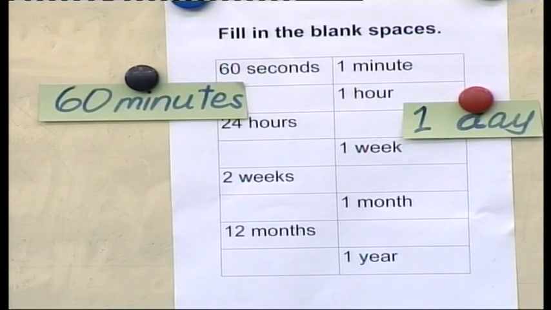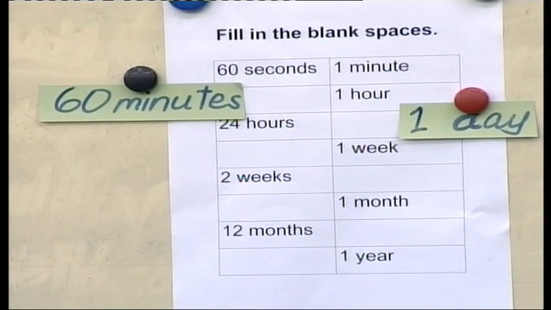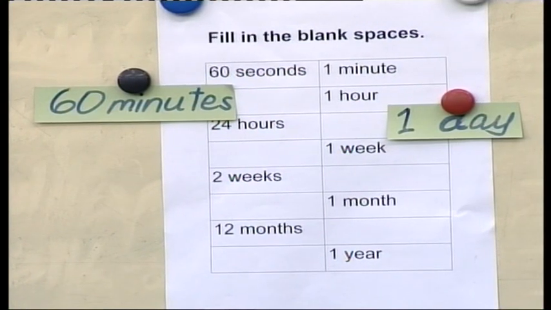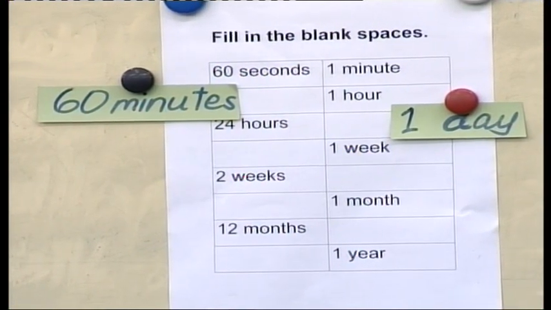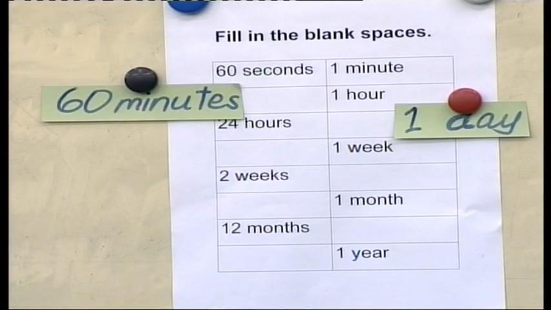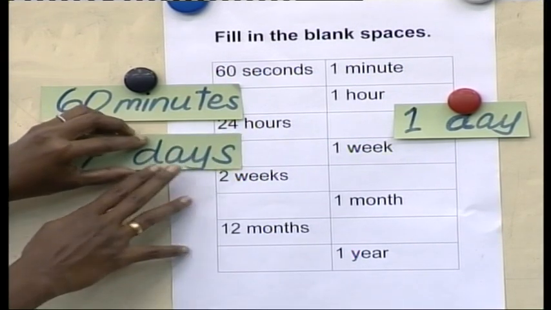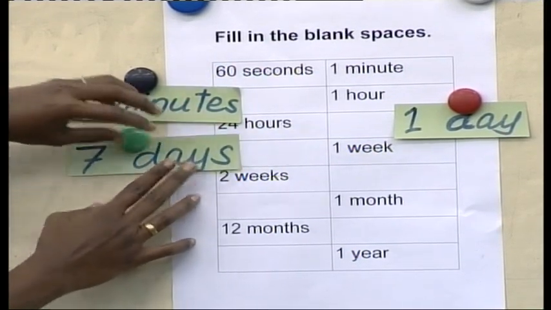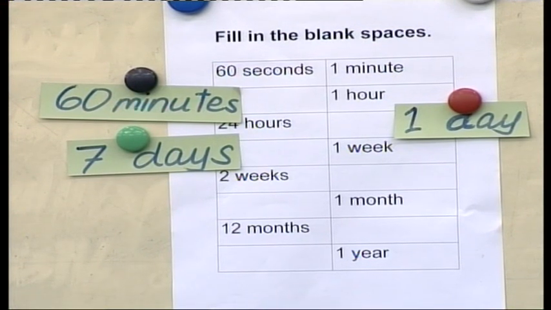How many days makes 1 week? Agnes? Seven days. Very good. 7 days makes 1 week, or 7 days is equals to 1 week. 2 weeks is equals to what? Tara? 2 weeks is equals to 14 days.